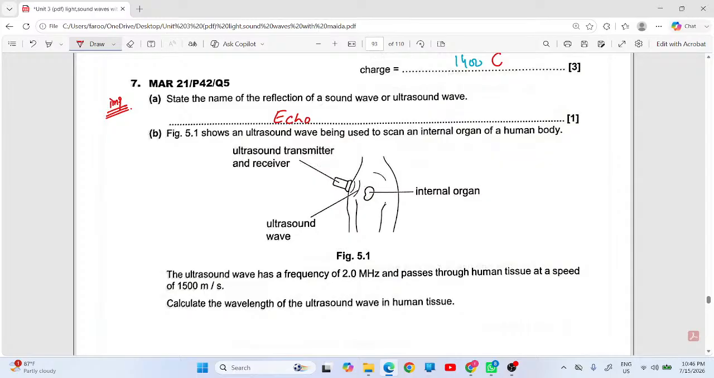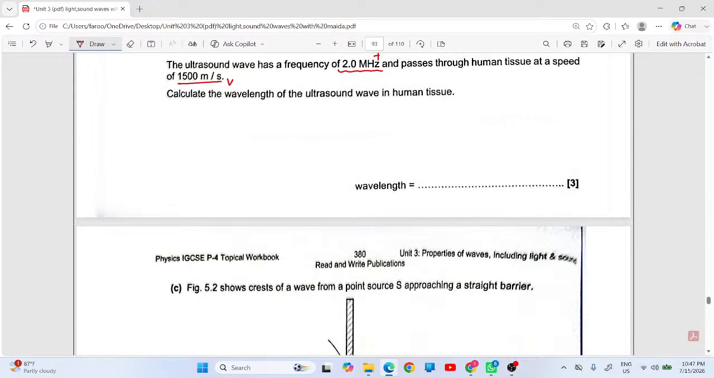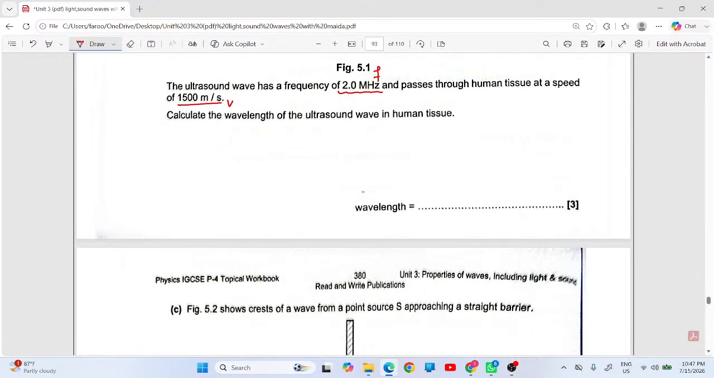Next, question number 5.1. जी मायदा, पढ़ें. Figure 5.1 shows an ultrasound wave being used to scan an internal organ of the human body. The ultrasound wave has a frequency of 2.0 megahertz and passes through human tissue at a speed of 1500 meters per second. Calculate the wavelength. So speed and frequency are given and you have to find the wavelength. मायदा, formula क्या होता है?